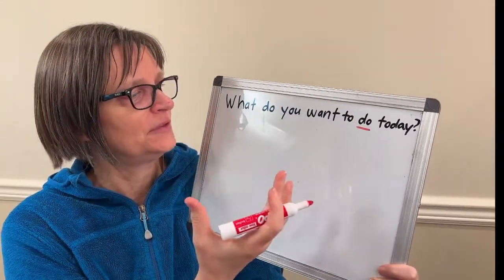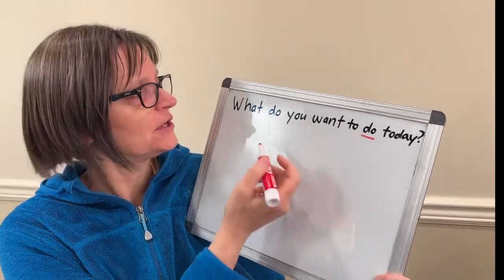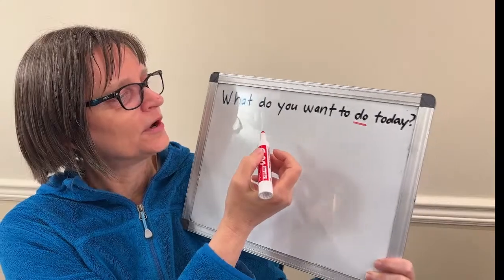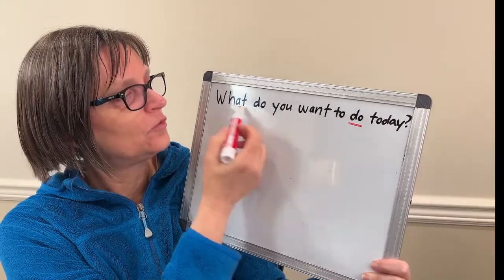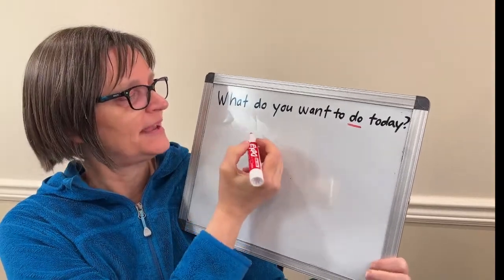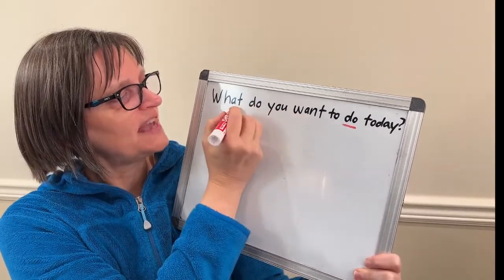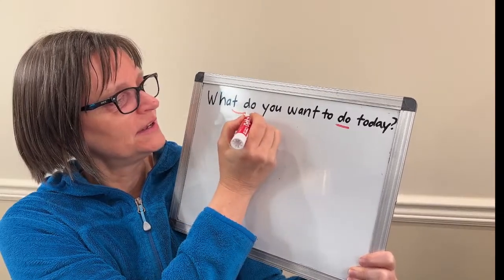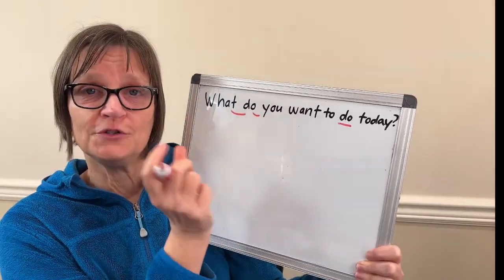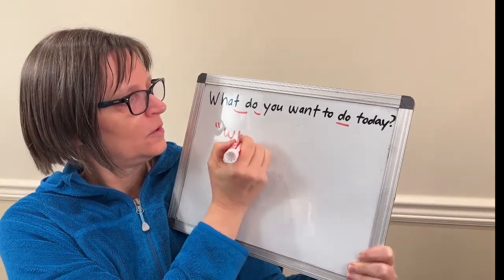If we wanted to build this, I'll talk about backwards chaining, but as we go, what do you want to do today? We're going to link this together. So what do you? It may sound a little bit more like what do you? So what's happening there as we link what, do, and you is that the oo of do loses its clear vowel. So it sounds more like whata.